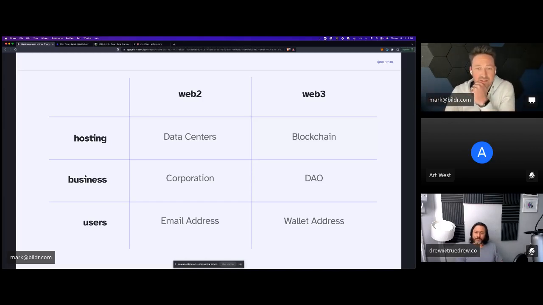And then on the business side in Web 2, you're talking about corporations where you have a CEO, a board, and you might have shareholders, but it's not open to the users to really be making the decisions. In Web 3, that gets replaced with a DAO, which is a decentralized autonomous organization. Basically, the people who are part of the DAO get to all make decisions together. And that sounds like a very utopian idea because it is.